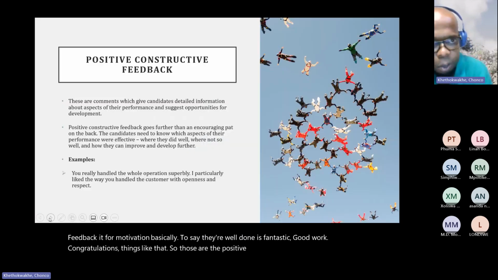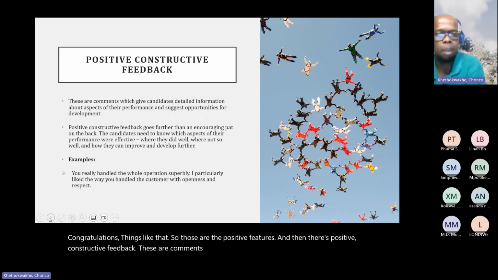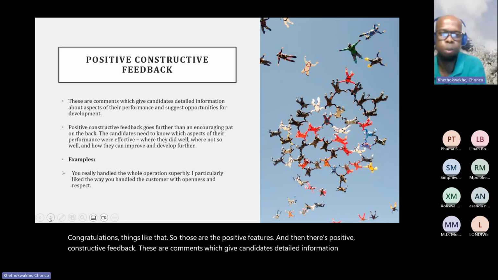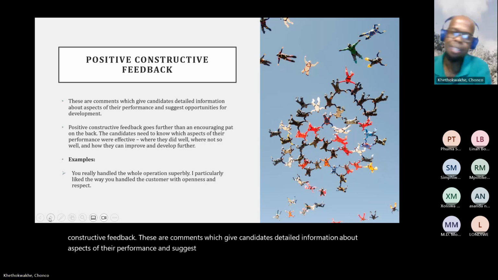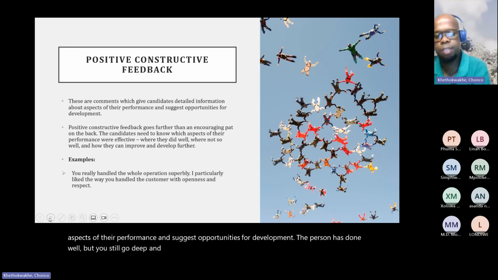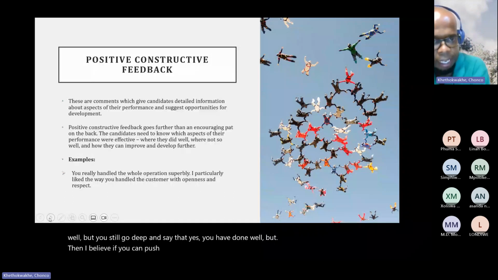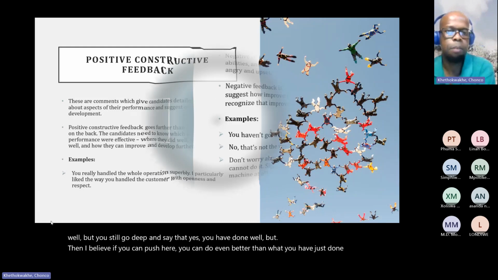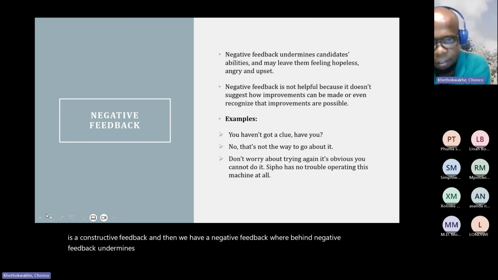And then there's positive constructive feedback. These are comments which give candidates detailed information about aspects of their performance, such as opportunities for development. A person has done well, but you still go deeper and say that, yes, you have done well, but I believe if you can push here, you can do even better than what you have just done. That is constructive feedback.